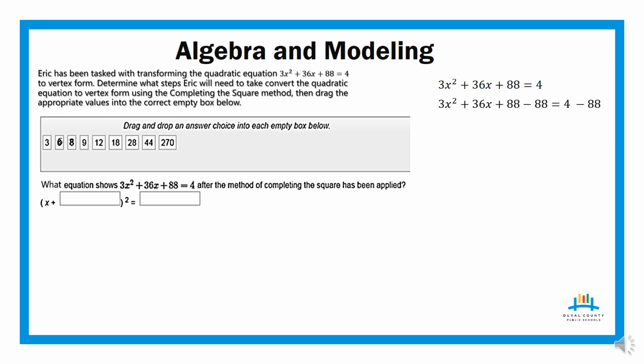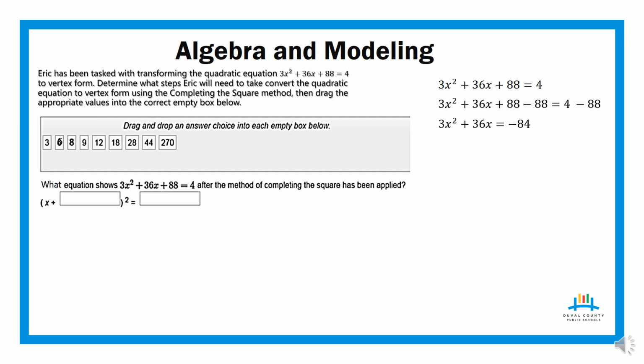First, Eric will want to subtract 88 from both sides of the equation. This will isolate the variables to the left side of the equation and the constants to the right side of the equation. When he subtracts the 88 from both sides of the equation, he will get 3x squared plus 36x equals negative 84.